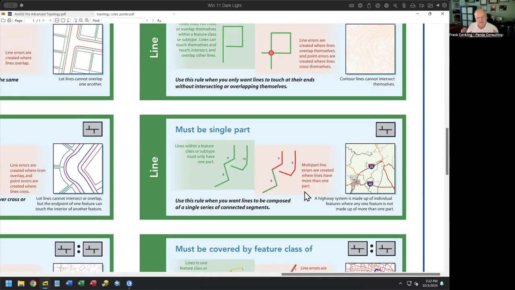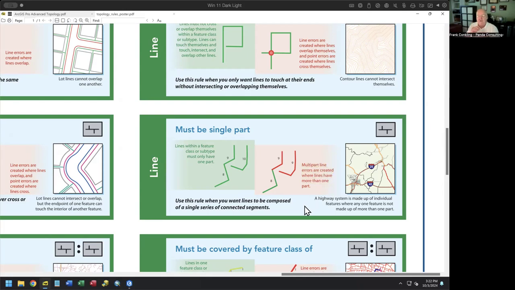Must be single part. Again, this is one feature class, so it looks at all the lines inside that one feature class. And this is where you want them to be composed of a single series. You want to identify those that are multi-part lines. Multi-part lines are in fact identified as errors with this rule.